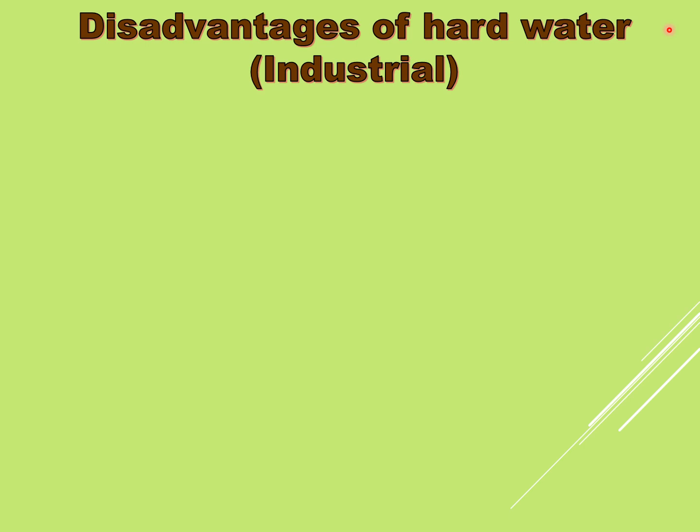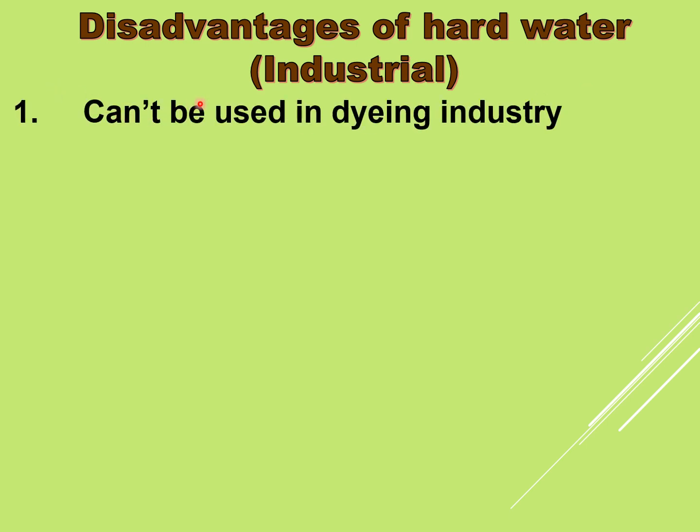What are the disadvantages of hard water? We can divide it into two parts. One is industrial disadvantage and the other is domestic disadvantage. Industrially, what are the disadvantages? We cannot use this in the dyeing industry, because dyes will not dissolve properly in this hard water. They will precipitate out because of the presence of magnesium and calcium ions.